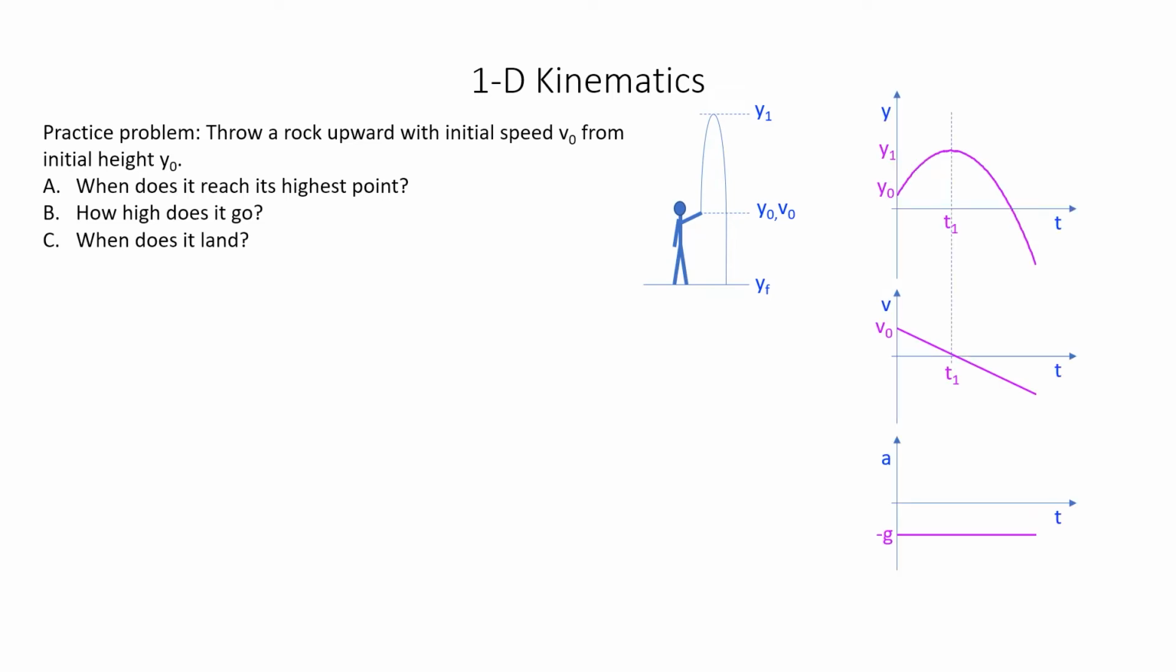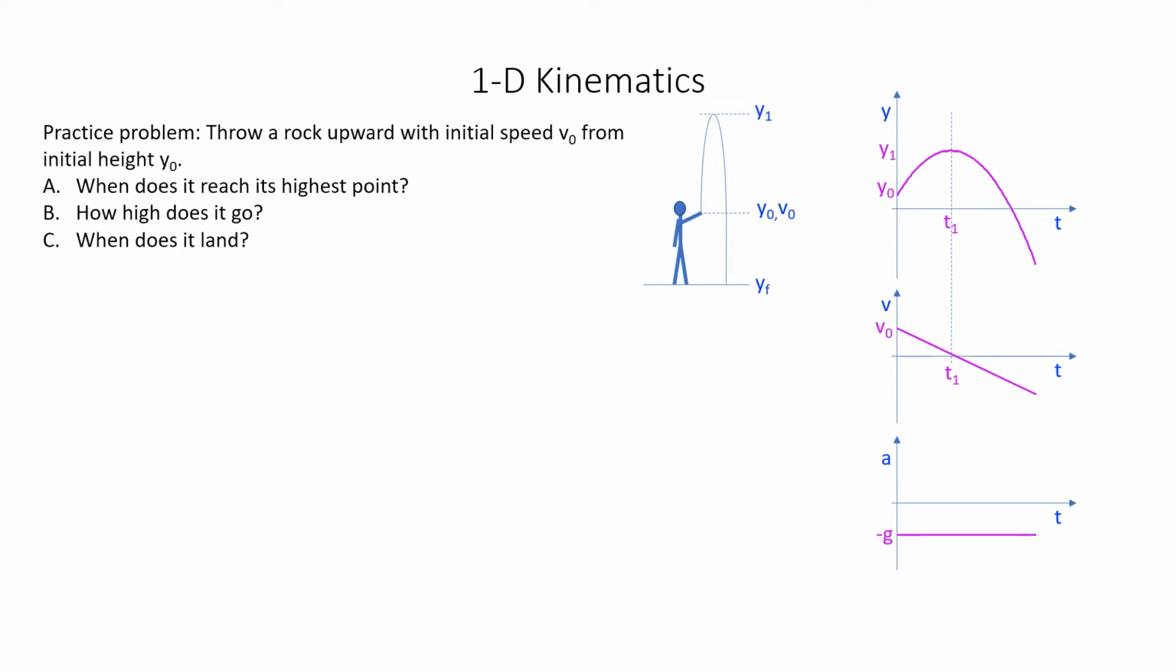Next thing I want to do is draw some position versus time, velocity versus time, and acceleration versus time graphs. And so you can see that if you start with the acceleration versus time graph, that's the simplest one to do. I have constant acceleration, which is -g. That means my object is changing its velocity with respect to time all the time at the same rate, and that rate is -g.